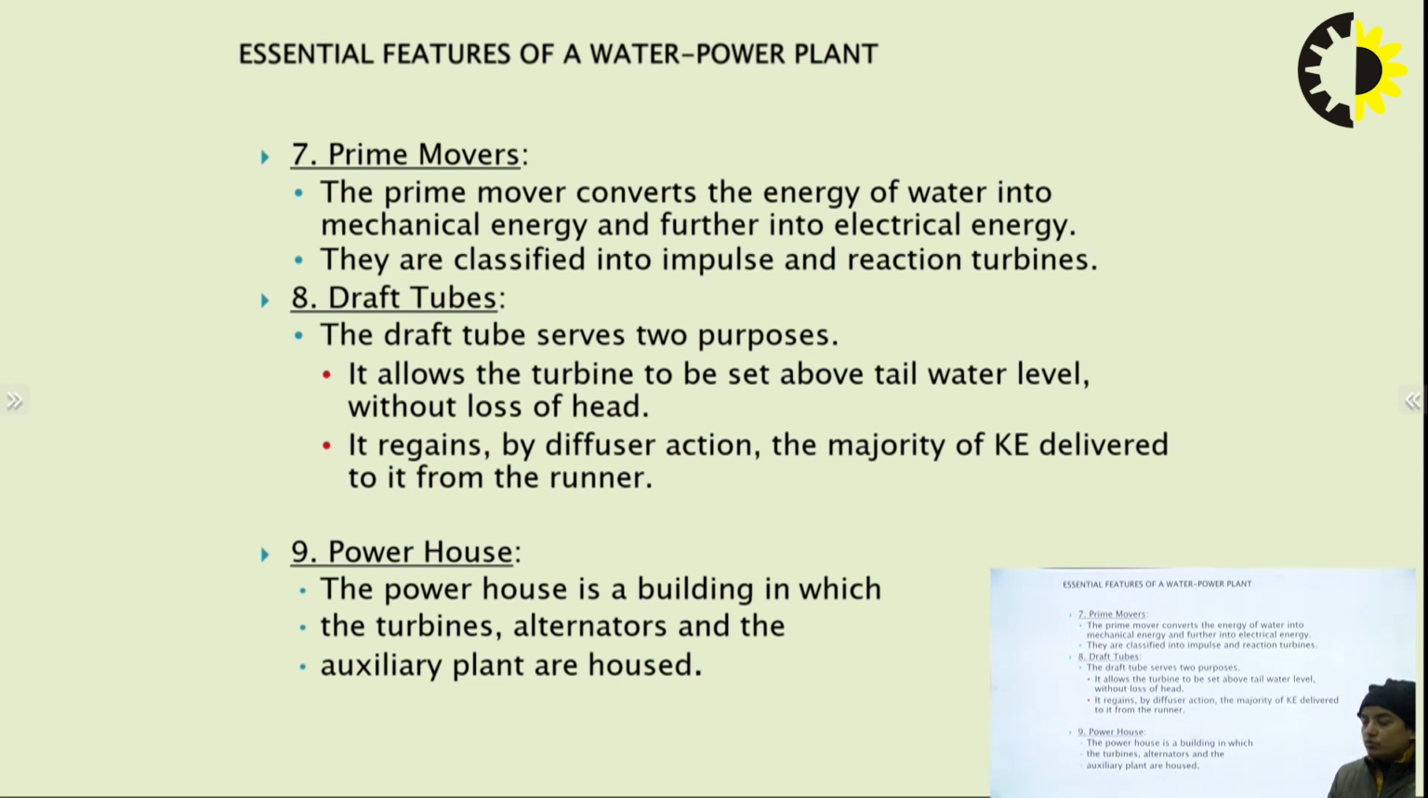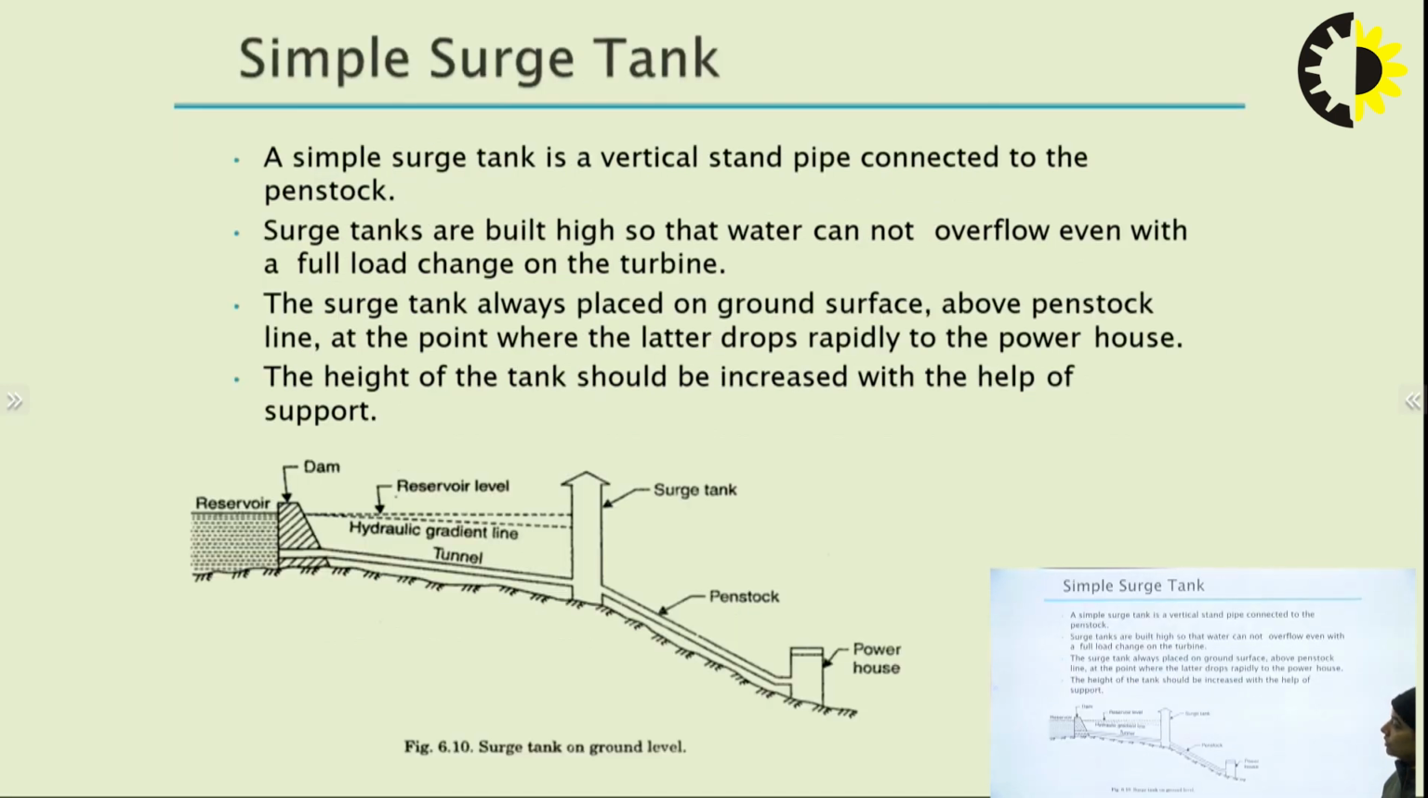So the powerhouse will be there. The powerhouse is the building in which the turbine, alternator and auxiliary plants are housed. So this is the simple surge tank. A surge tank is a vertical standpipe connected to the penstock. Surge tanks are built high so that water cannot overflow that structure, and the surge tank is always placed on ground level above the penstock line. And you can see the height of the surge tank is greater than the height of the dam.